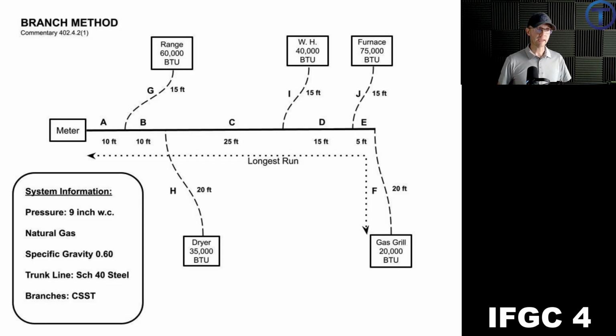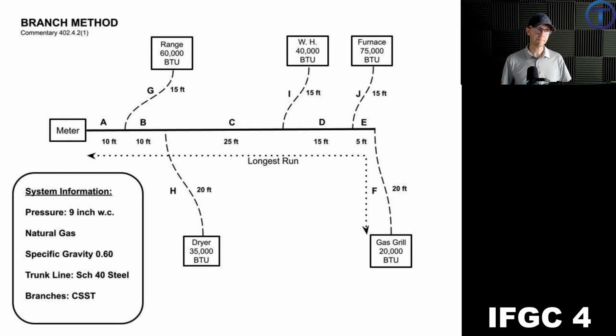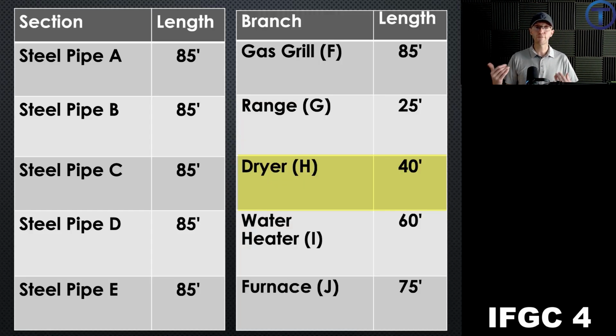Let's consider the range. As we look at the range, it's the closest to the source, to our point of delivery. So we have A at 10 feet, and then we follow G with 15 feet. 10 plus 15 is 25 feet, so we have 25 feet for G. Let's look at H for the dryer. What are we adding up there? The dryer branches off down towards the bottom there. We have 10 feet for A, 10 feet for B, and 20 feet for H. And so we have 40 feet for the dryer.